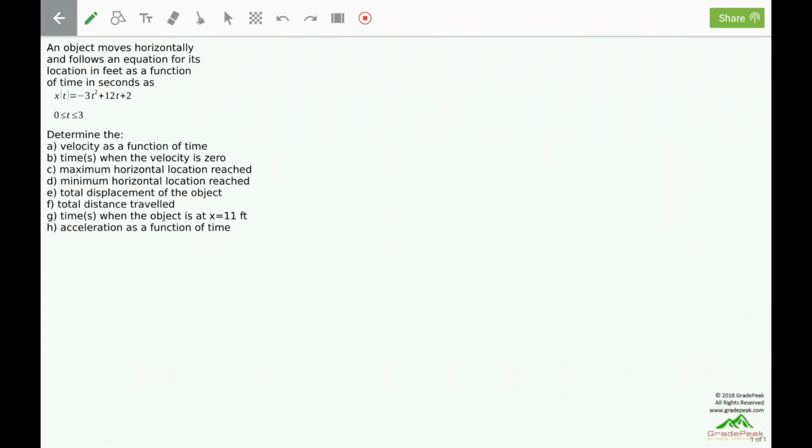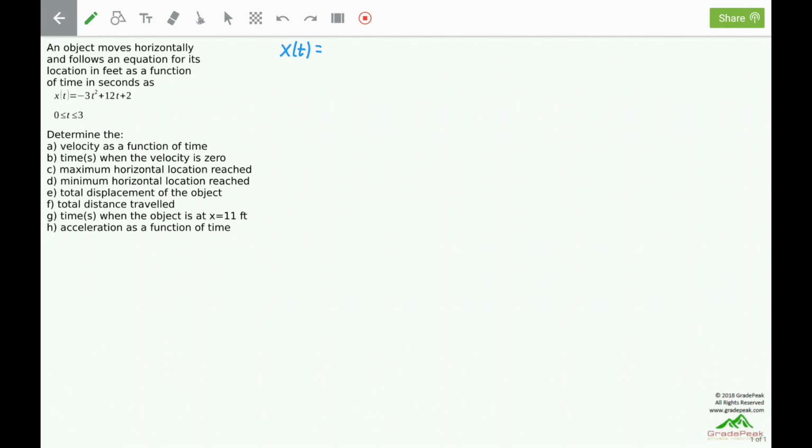An object moves horizontally and follows an equation for its location in feet as a function of time in seconds as x of t equals negative 3t squared plus 12t plus 2. T is between 0 and 3 inclusive. Determine the parts A through H.